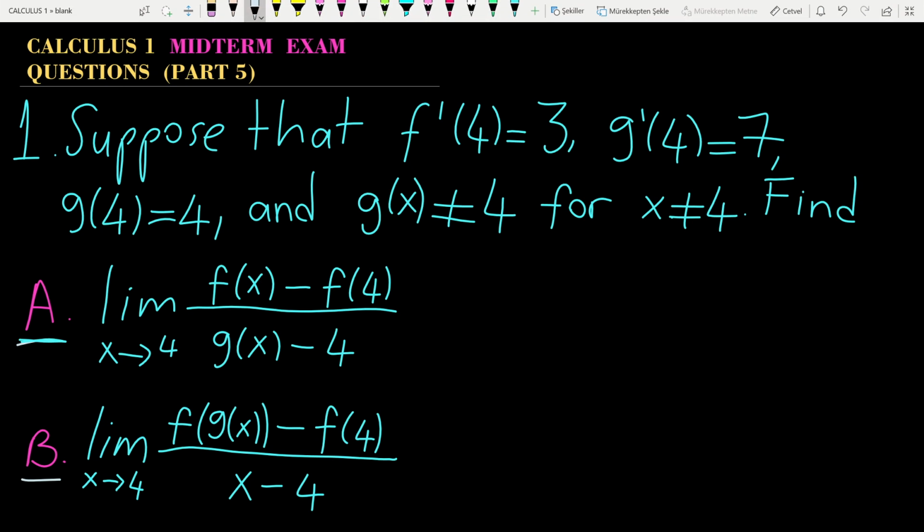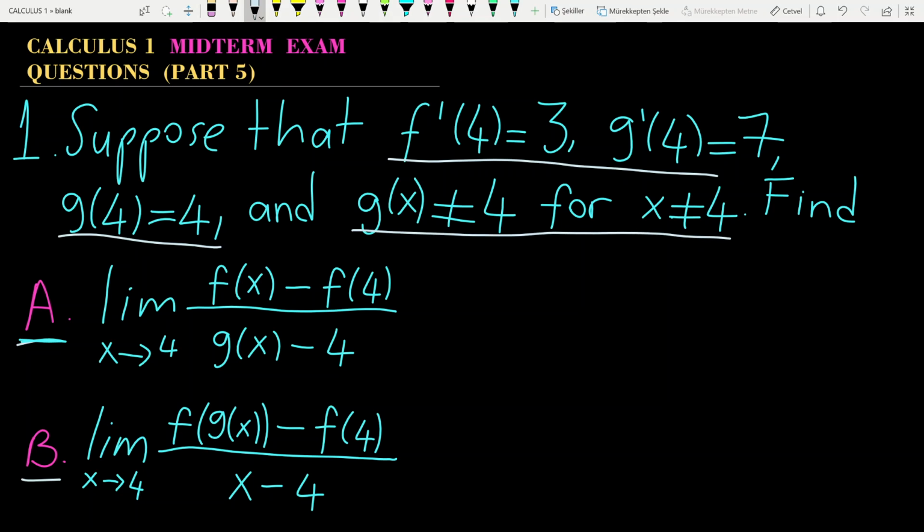Suppose that the values of f prime of 4, g prime of 4, g of 4 are given, and g of x is not equal to 4 when x is not equal to 4. When you look at A and B, you first see that we have two limit questions, right? But they are not actually limit questions. This problem is related with formal definition of derivative or limit definition of derivative.